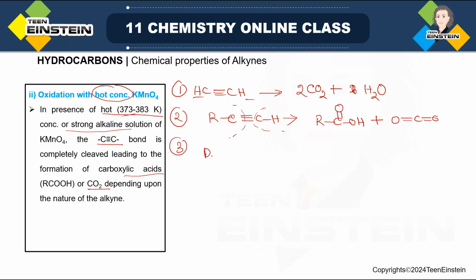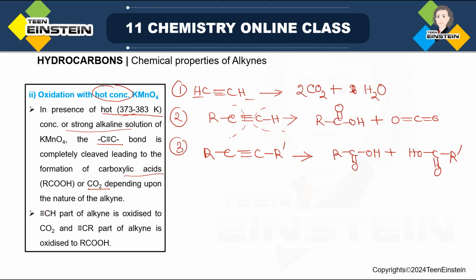And if I take RC≡CR', and suppose both sides a different R group is present, 2 different types of acids you will be getting, right? 2 different types of acid. So CO2 you will be getting only when you have the triple bond with CH. But if there is an R group, it is not H.